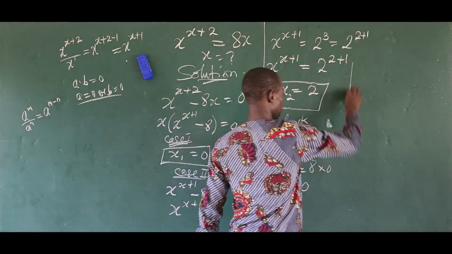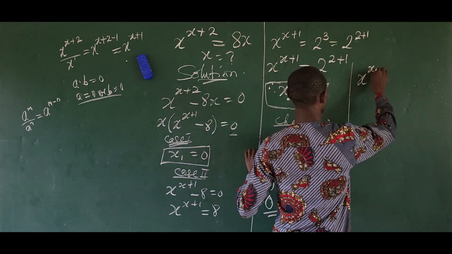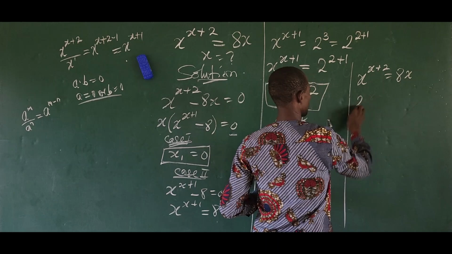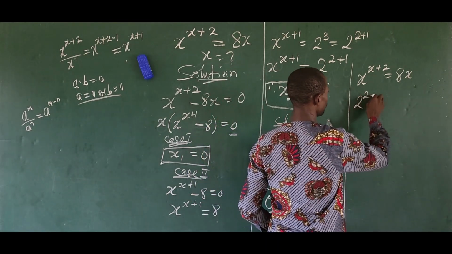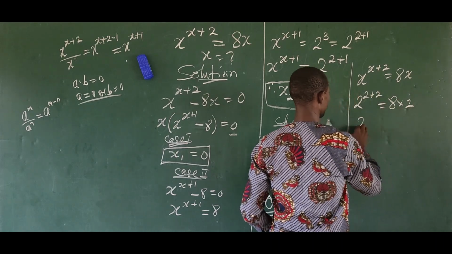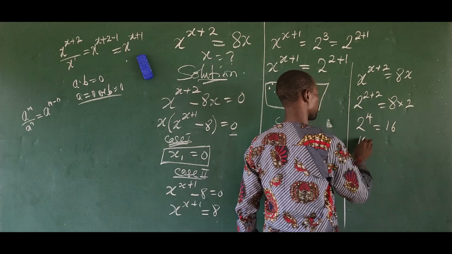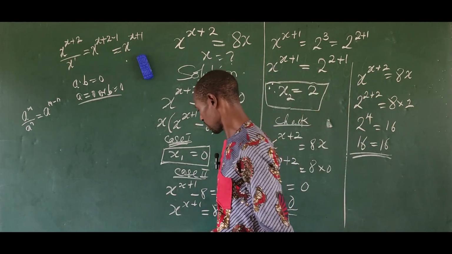All right, the second proof, for the second answer, we have x to the power of x plus 2 equal to 8x. We're saying x is equal to 2. So we have 2 to the power of 2 plus 2 equal to 8 times 2. So we have 2 to the power of 4 equals 16. What is 2 to the power of 4? It's simply 16, equals 16. So this shows that the answer we got is correct.